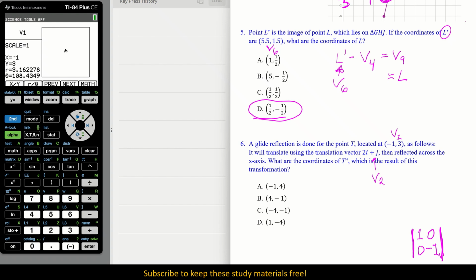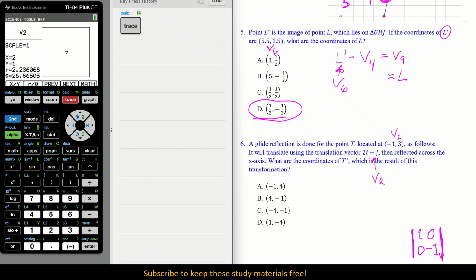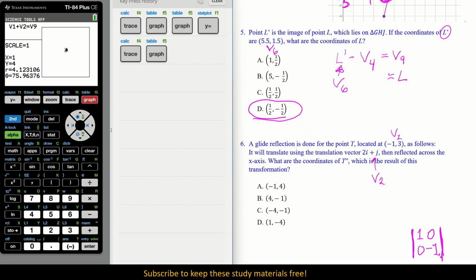Now, for time's sake, I have already entered V1 here, as you see. Now let's go over to next and V2. I have entered our 2, 1. So what do we need to do? We're going to translate, so we're going to add those two together. So push math, and we want 1, so pick it, and then push add, which you need to trace to 2, meaning go over, that's next. Now pick it, and there is our answer. So you need to jot this down, okay?